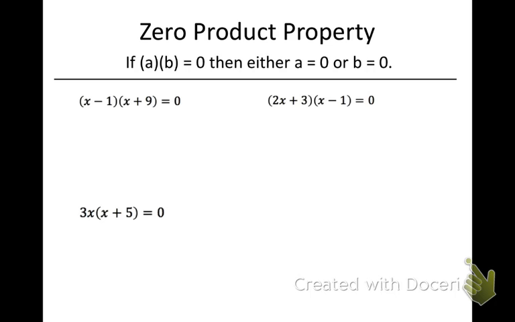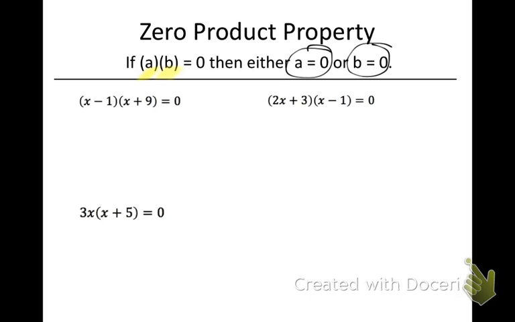So if you look at my three examples on the screen, all three of those have been factored. Now I'm going to solve them. And the zero product property says if you multiply two things, like A and B, and when you multiply them together, if you get 0, then either A is 0 or B is 0. So think about it. You can't take two numbers and multiply them together to get 0 unless one of them is 0. So one of the two numbers has to be 0.